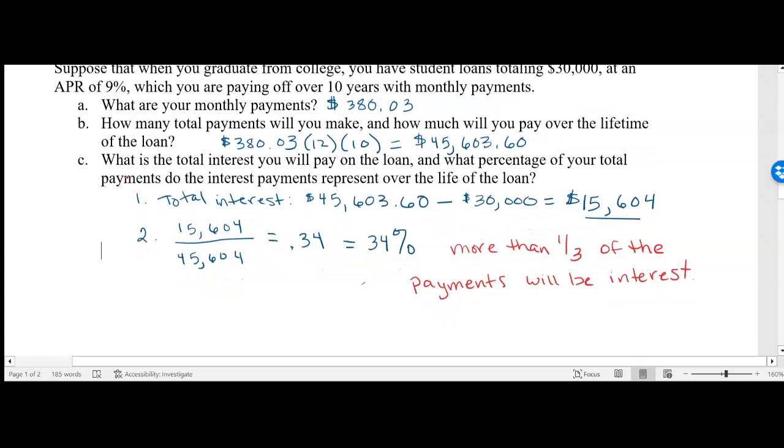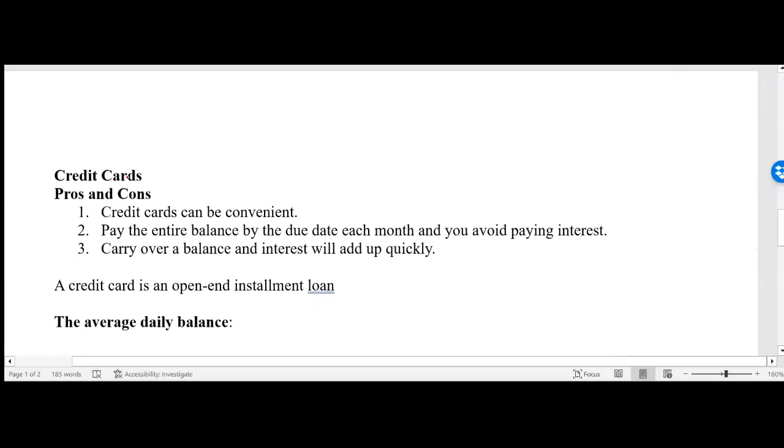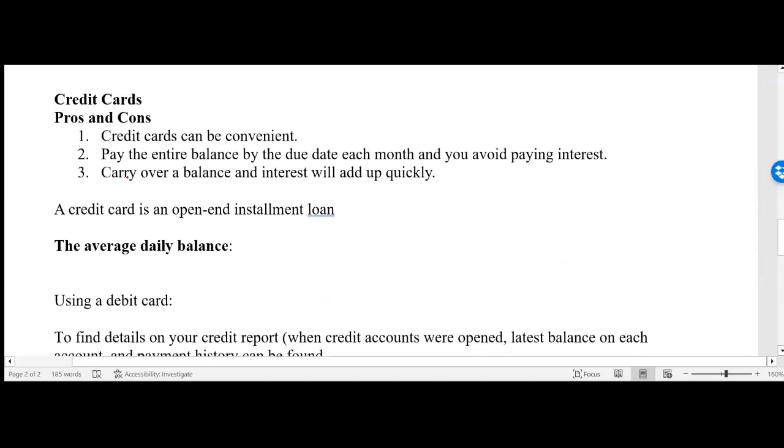I know, not something we want to think about when we're doing loans. It gets worse when we look at mortgages. We're going to end with just a little bit about credit cards. I'm sure most of you know what a credit card is, right? It's a way of borrowing money, but it tends to be very high interest. Here are some pros and cons.